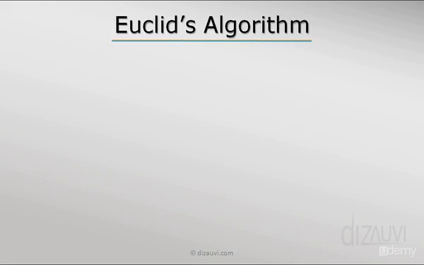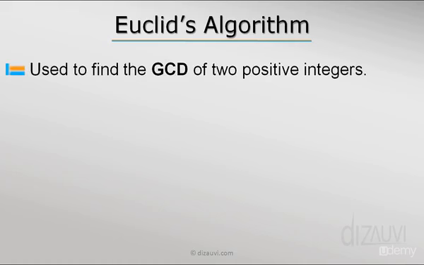In mathematical texts, one of the earliest algorithms is to find the greatest common divisor of two numbers, which is due to Euclid, who lived in Alexandria in about 300 BC. This algorithm is very simple.